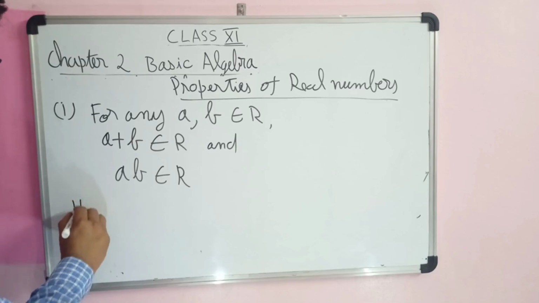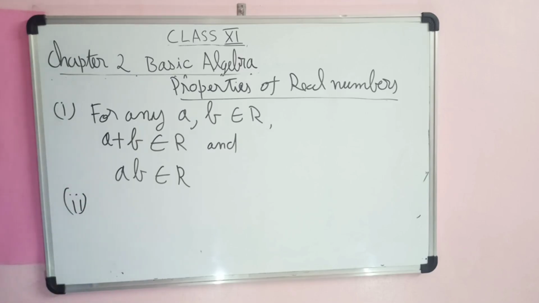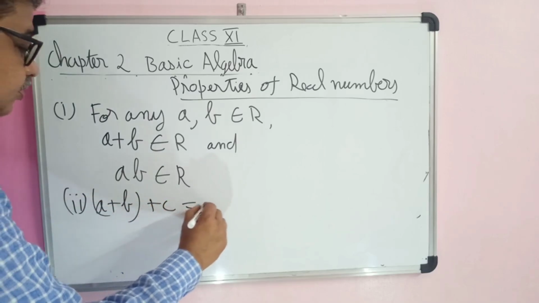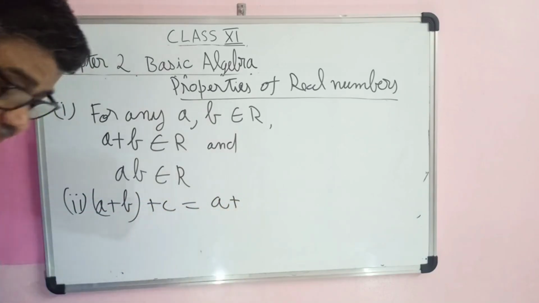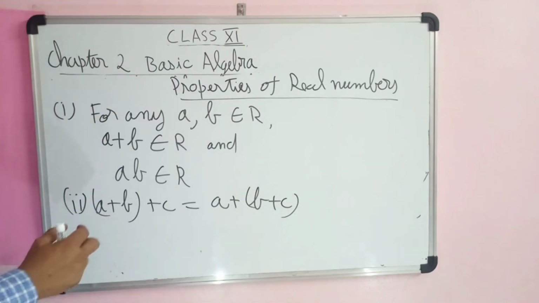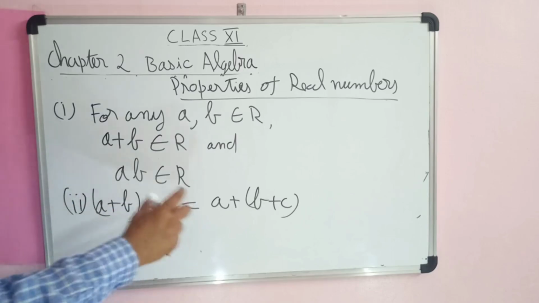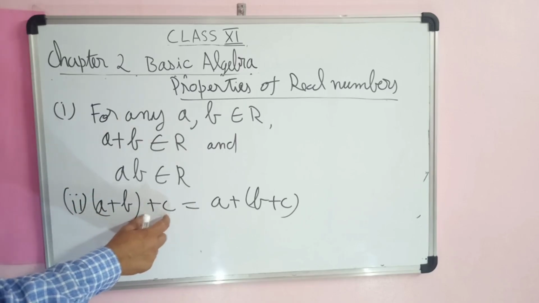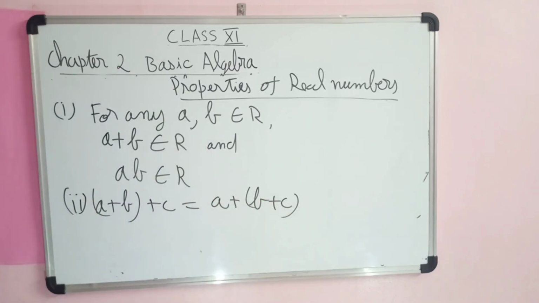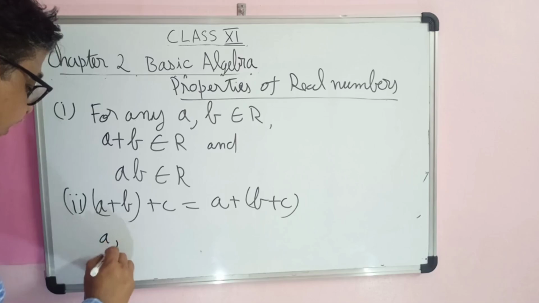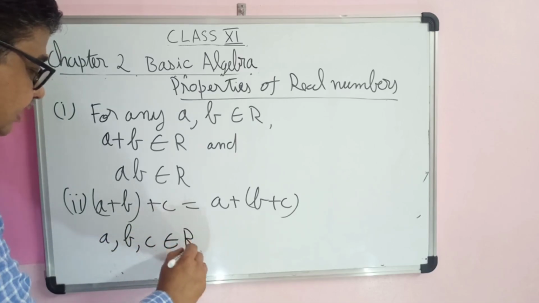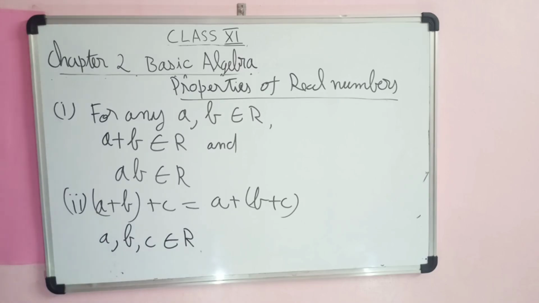Second property, A plus B plus C is equal to A plus B plus C. We have three numbers A, B, C. Add A and B with C, that becomes equal to A plus B plus C. Here A, B, C belong to real numbers. This is the second property.